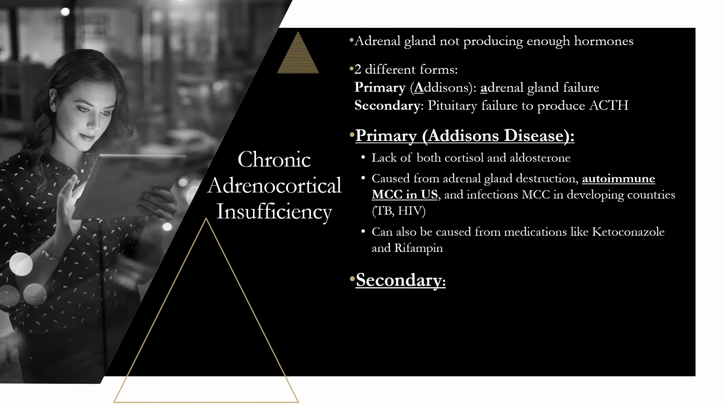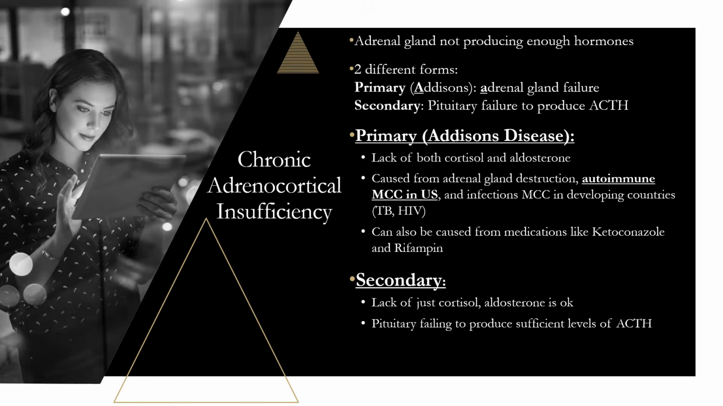Moving on to secondary. Secondary is going to be a lack of cortisol, but the aldosterone, which is deficient in Addison's, is actually okay in this situation, because the adrenal is functioning fine, it's just not getting enough signal from the pituitary, the ACTH, to produce enough cortisol. So the rest of the adrenal gland is working okay. This is just a lack of cortisol in secondary. The pituitary gland is failing to produce sufficient levels of ACTH.